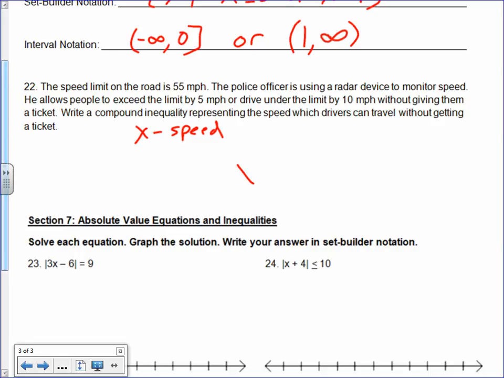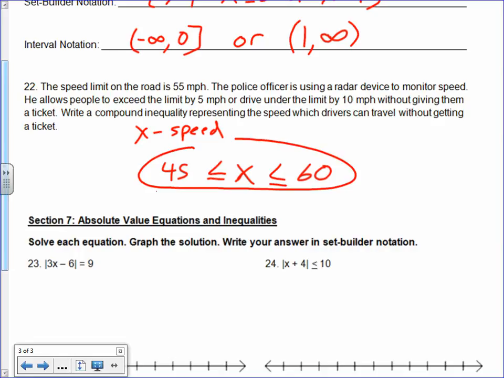So if your speed is x, you can go all the way up to 60. So 60 would be the farthest right, all the way down to 10 below, so that'd be 45. And that makes us an inequality. Could it be equal to 55 or 45 and 60? Yes, it could be. So you put less than or equal to there. And it's just a compound inequality.